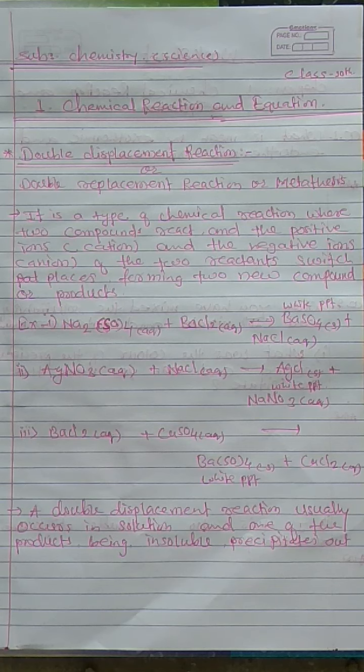Let us recap our previous parts. In the previous part first, we saw the combination reaction. In the combination reaction, two or more reactants react with each other and form a single product. We saw the example also. In part second, we saw decomposition reaction, in which a single reactant breaks into simpler products.